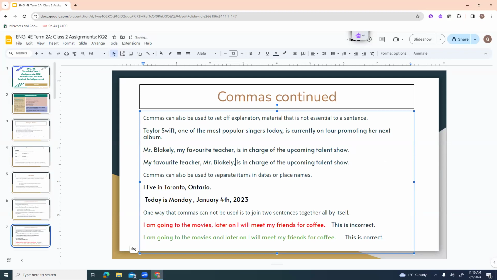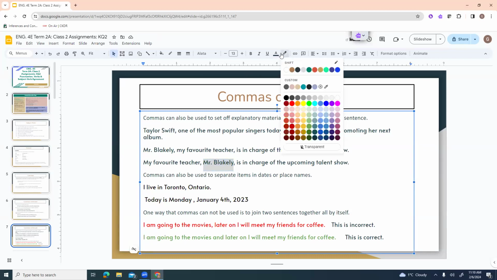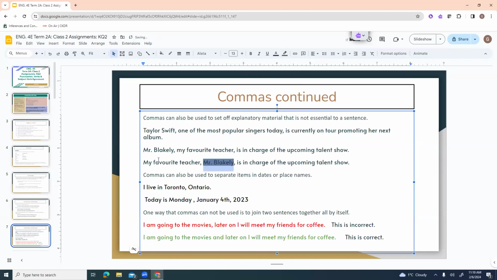It looks like I could just substitute this, but here's the thing. If I took this part off, I erased that, then I'd have "My favorite teacher is in charge of the upcoming talent show." Well, that doesn't tell me everything I need to know because I don't know who your favorite teacher is, right? So not only do I have to put it back in, but also it's essential. Because it's essential, I wouldn't usually use the commas, right? Because it's a crucial part. It's not an extra part, it's a crucial part. "My favorite teacher, Mr. Blakely, is in charge of the upcoming talent show." So just switching those two phrases around kind of changes whether you need a comma or not.